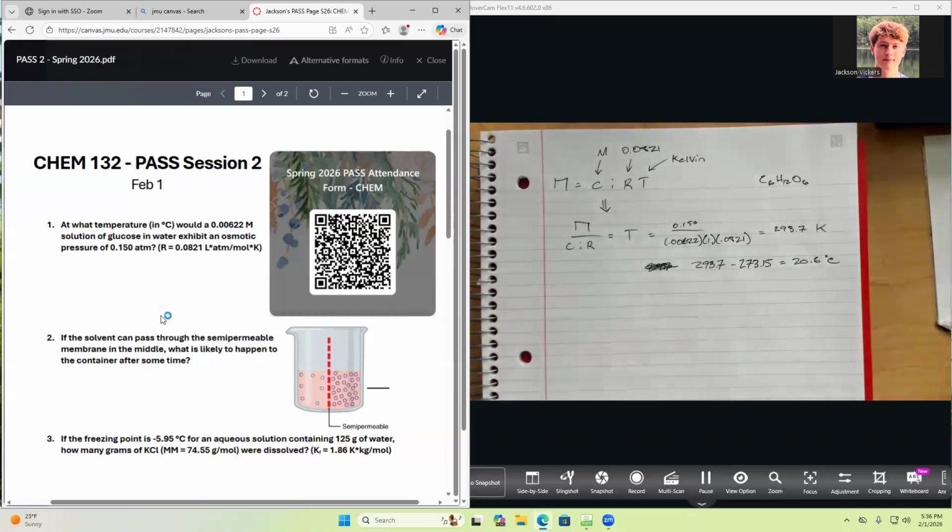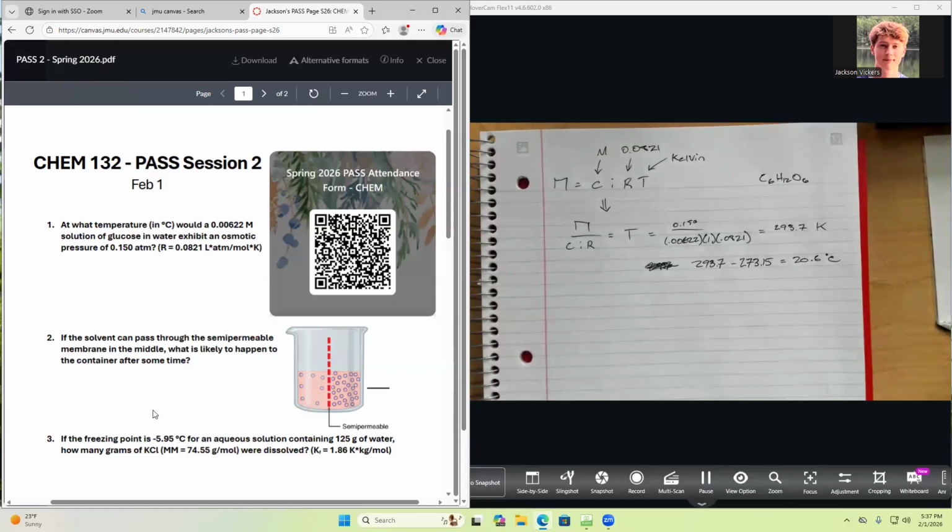It's not going to break up into separate ions or anything like that. So Van Hoff of 1, gas constant there. We get the answer of 293.7 Kelvin, and then the last step is to go from Kelvin to Celsius. So we subtract 273.15. And this is what I got here. Anyone have any questions about that one?